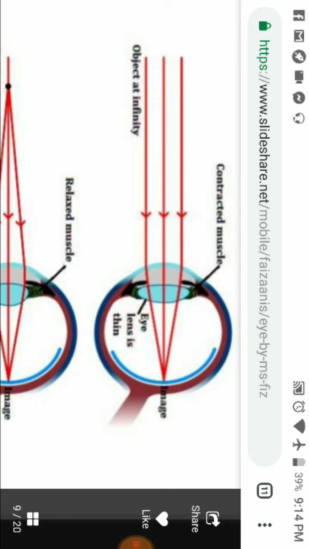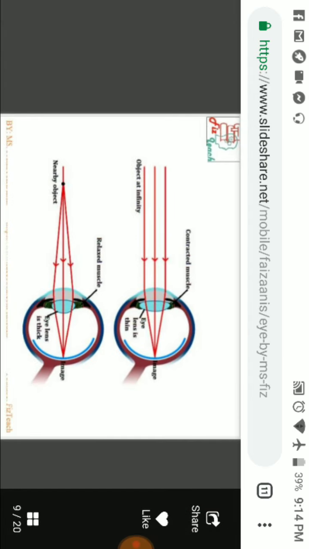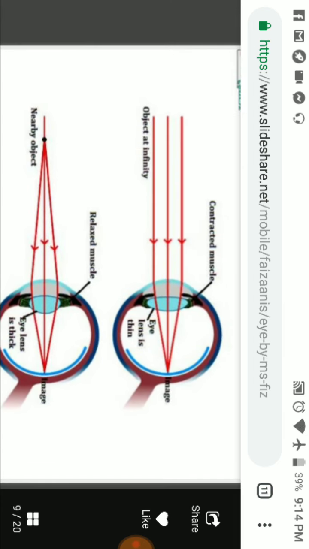And refraction is what? It's a process by which the light rays bend. Now it bends the light rays and forms an image on the retina. And the same goes for your nearby image. The light rays are coming out, they're getting diverged, and then they form the image.